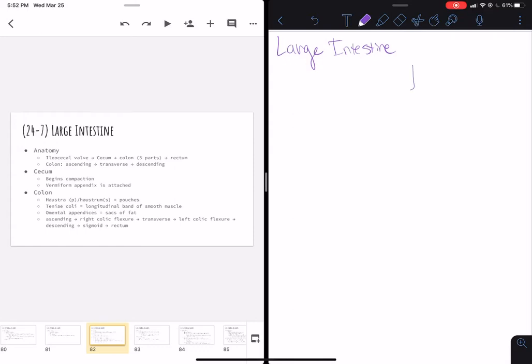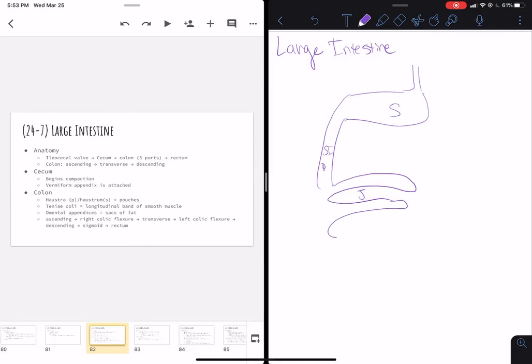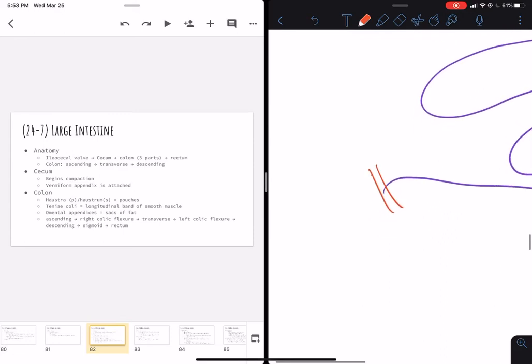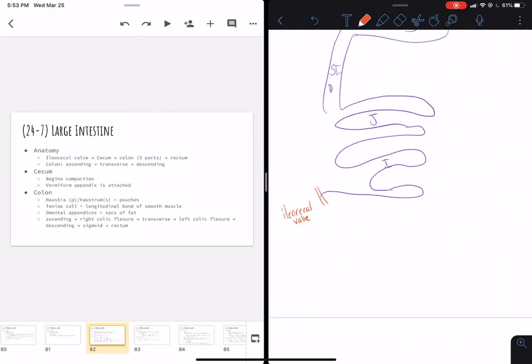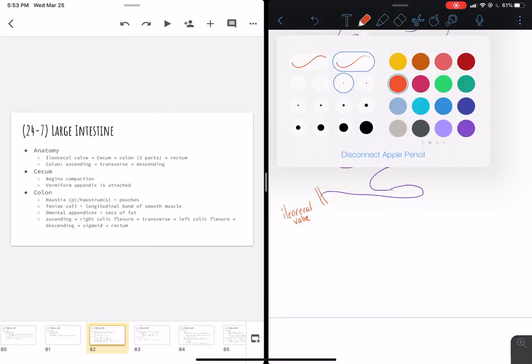Let's go ahead and start at the stomach actually for a review. Stomach into small intestine. Small intestine starts with the duodenum. Then I'm just going to draw this poorly, but then the jejunum, and then the ileum. And then on the right hand side, we'll have the ileocecal valve. So I'll just draw it like this. I always forget if it's one L or two L's. One L, ileocecal valve.